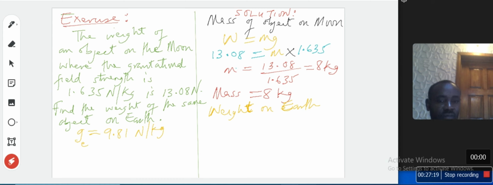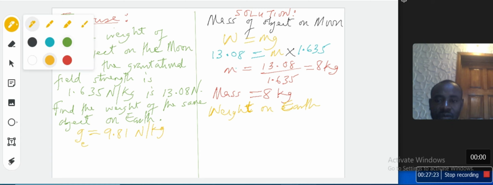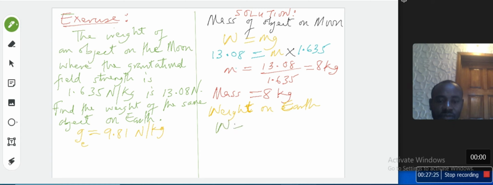9.81. So the weight will simply be 8 for the mass, times g on Earth, 9.81, and that gives us what?